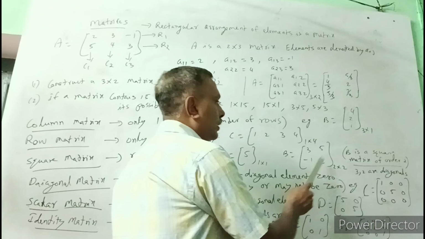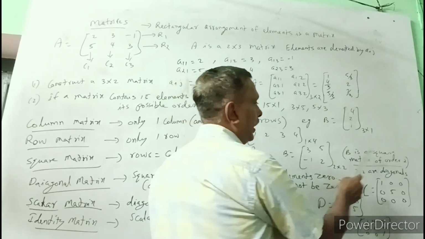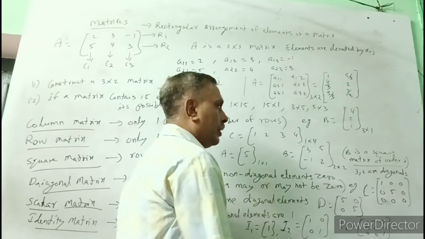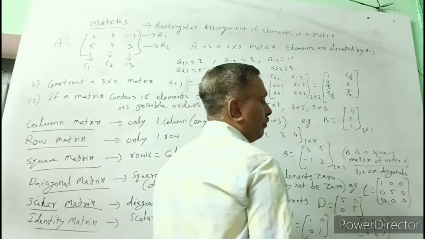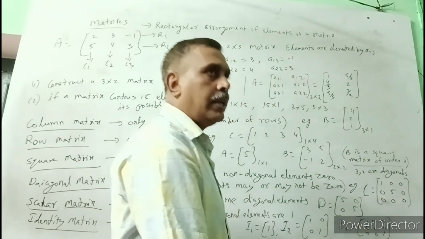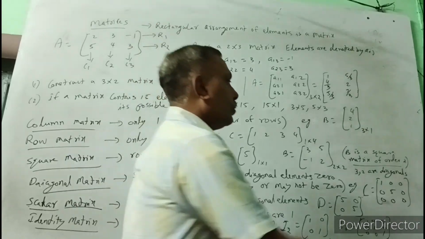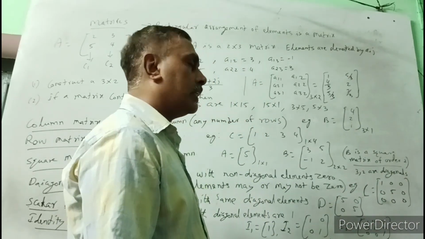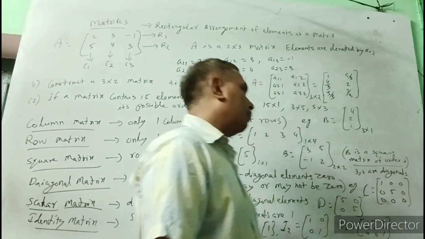But a square matrix you may write in short like this also. B is a square matrix of order 2. Since both the rows and columns are the same, we use the word square. So square matrix means rows and columns are the same, so no need to say both orders; it is enough to say of order 2. B is a square matrix of order 2.